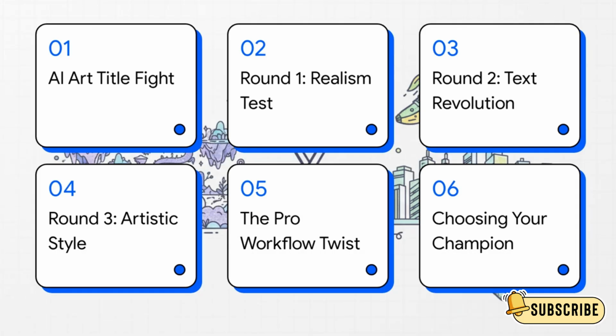So here's our fight card for today. We're going to set the stage, and then we're jumping into 3 rounds of a head-to-head competition: realism, text, and artistic style. After that, though, we're going to reveal a pro-level secret that kind of changes the game entirely before we help you choose your own champion.